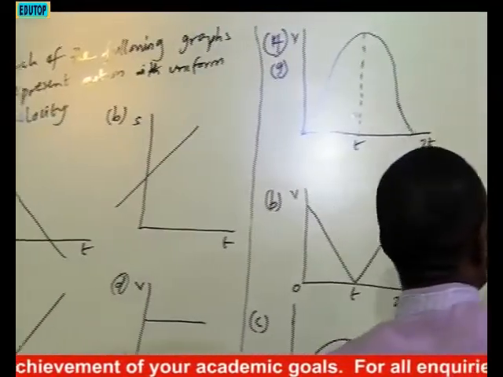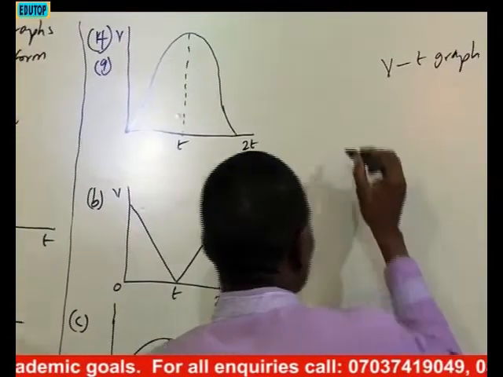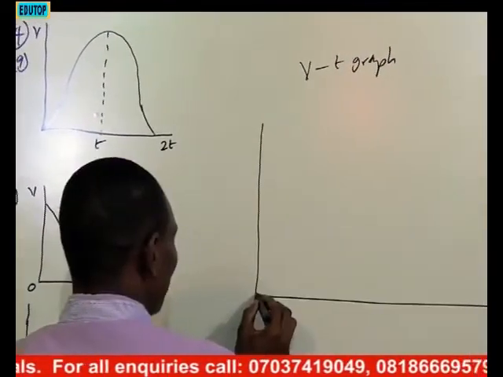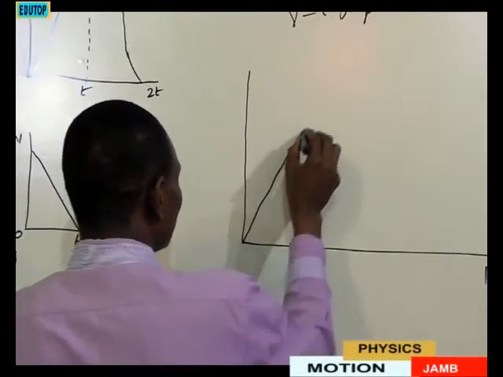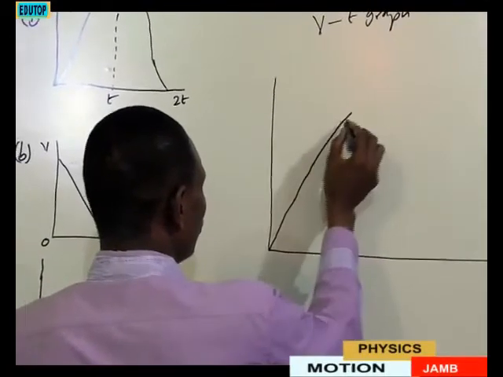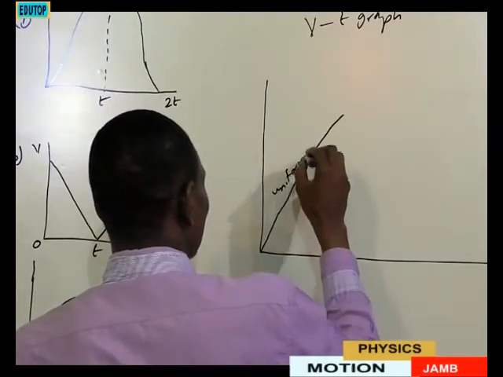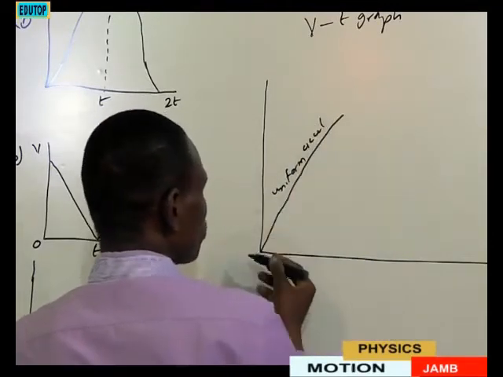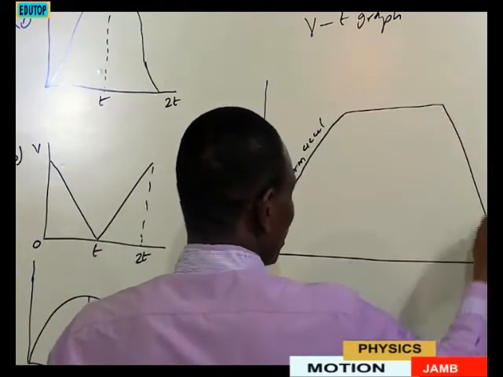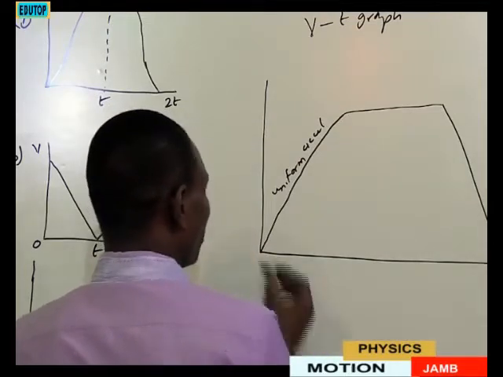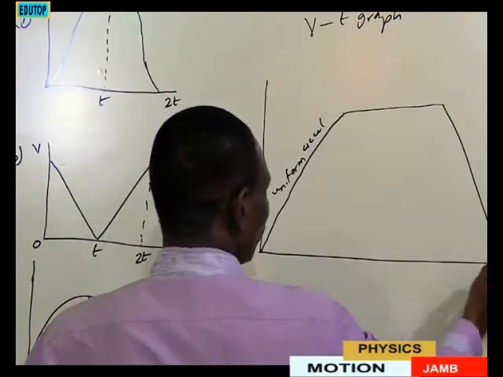Let me draw a velocity time graph for you. A particle or a body starts from rest and accelerates uniformly. This line we draw to this point is what we call uniform acceleration. This is the uniform velocity. This is the uniform retardation. By the time you start from rest, you have uniform acceleration, uniform velocity, uniform retardation.